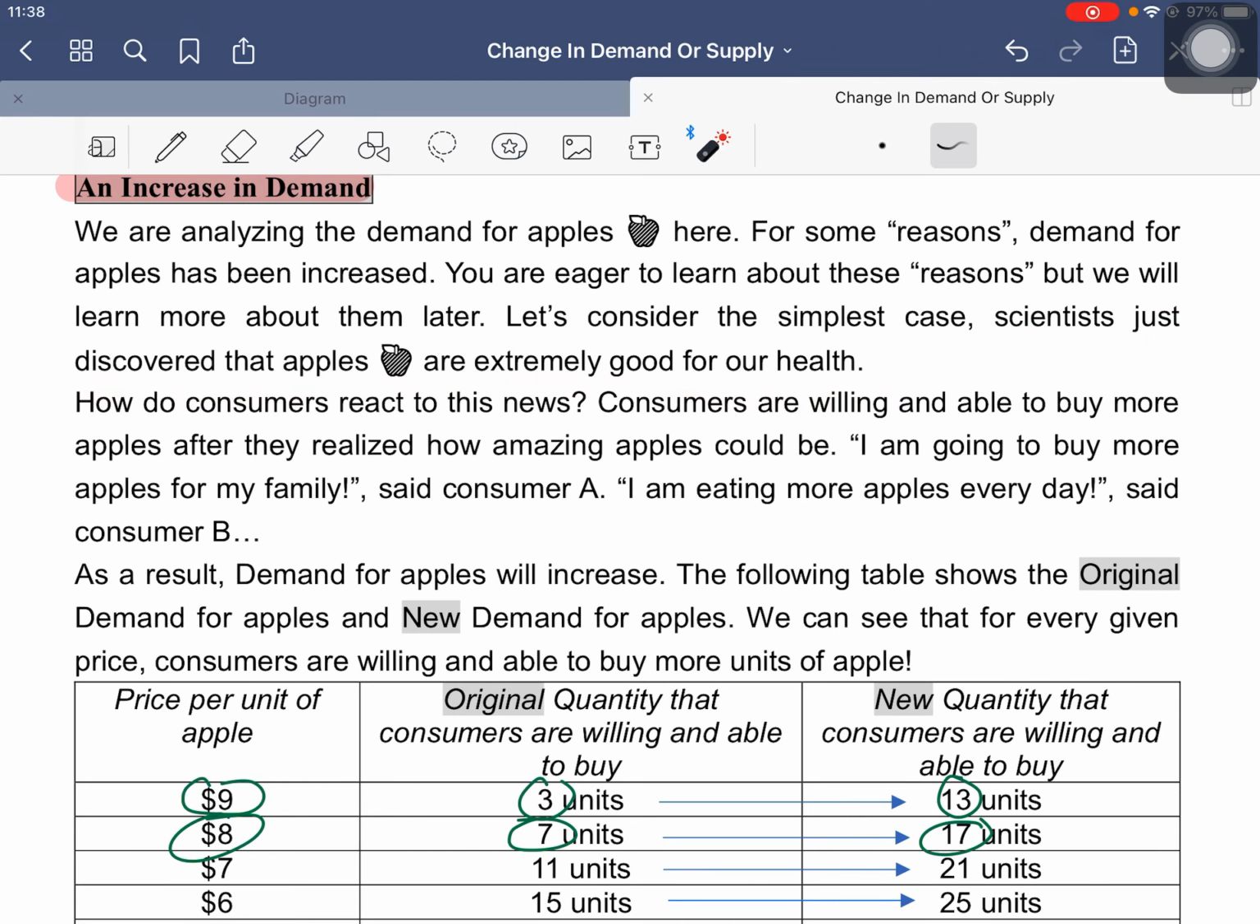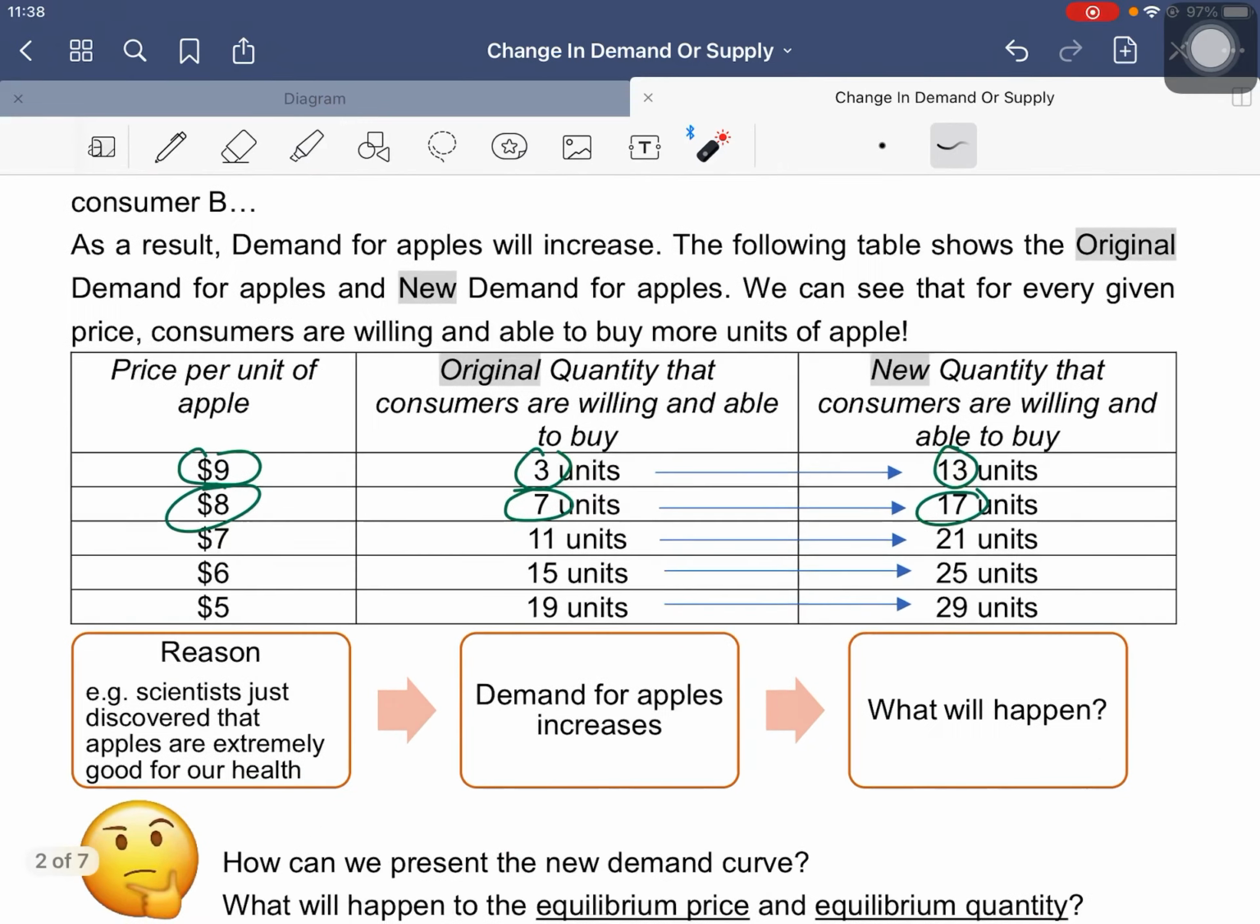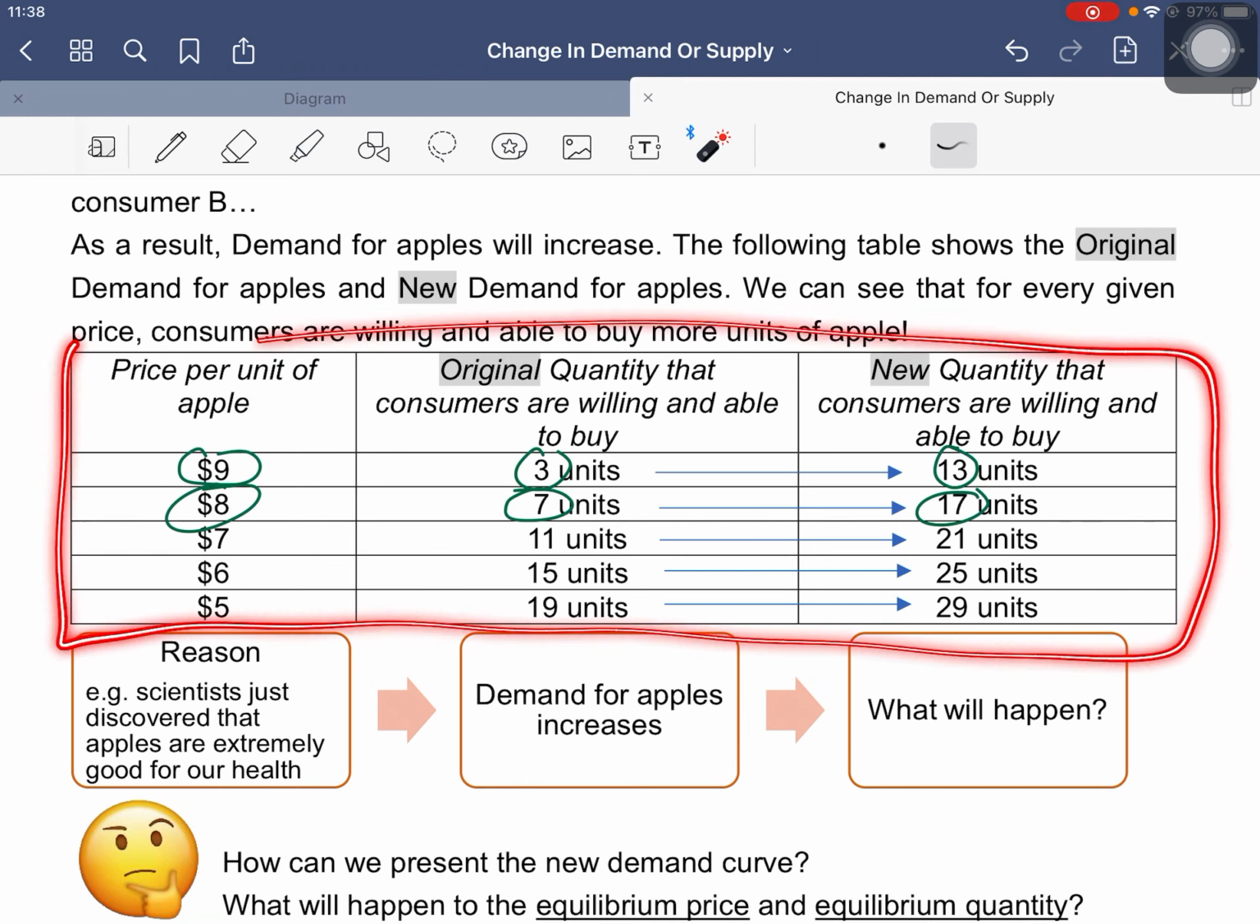Scientists just discovered that apples are extremely good for our health. So you may imagine for the consumers, they are willing and able to buy more apples than before. Some consumers may recommend apples to their relatives, friends, classmates, neighbors. As a result, the demand for apples will increase. So we can observe this here.